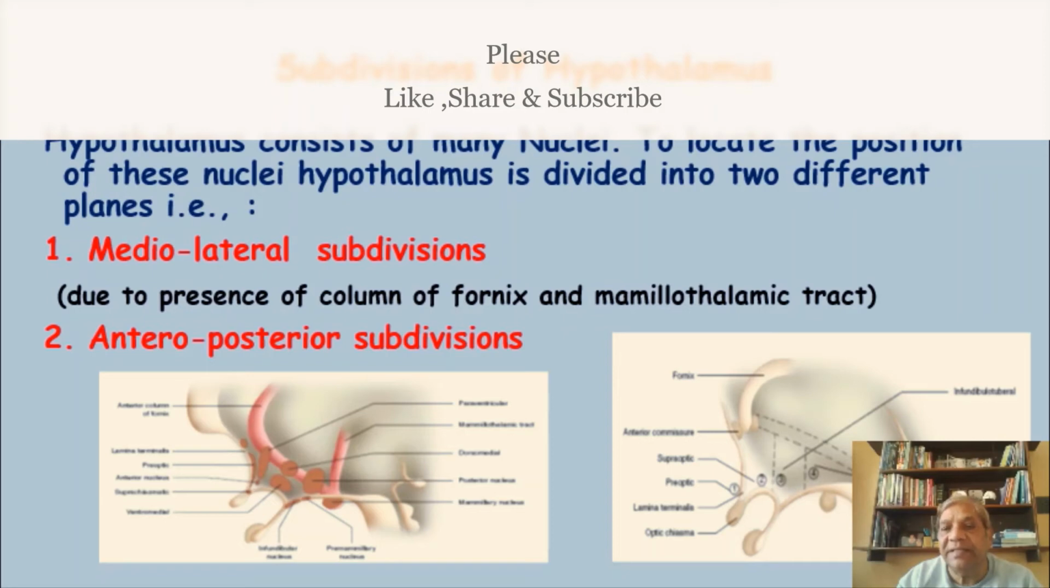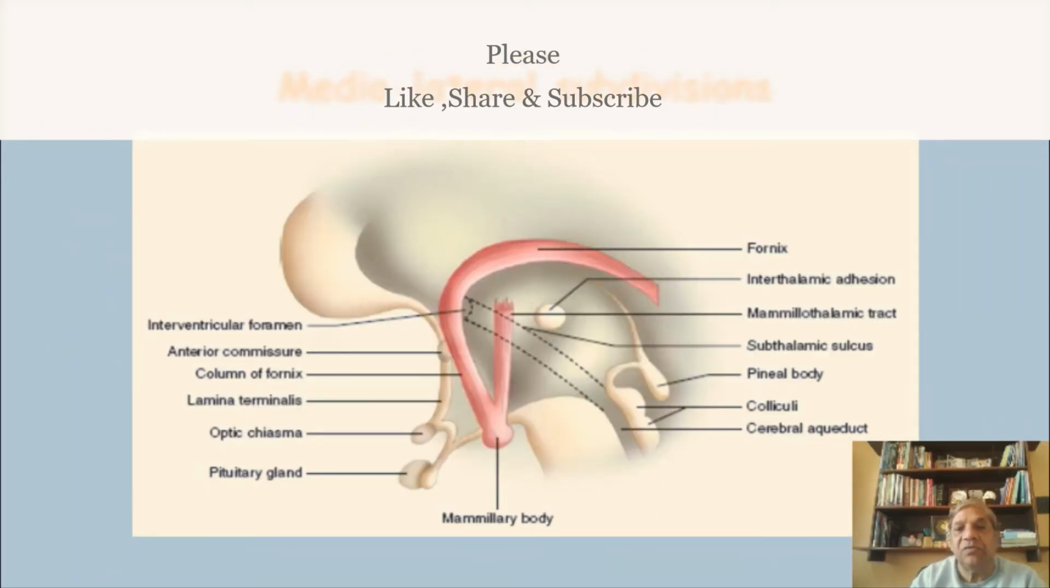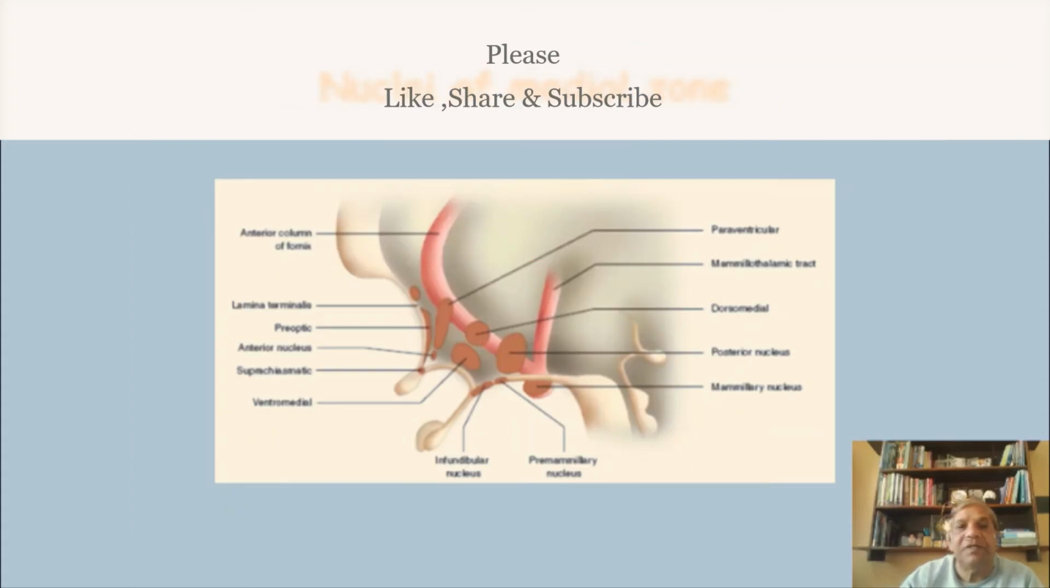Let us move further and see the actual division of the gray masses into various nuclei. Let us come first to the mediolateral subdivision. As I said, the medial is demarcated from the lateral because of the presence of the anterior column of the fornix and the mammillothalamic tract, which I have already covered. Let us see the nuclei of the medial zone. Here this is the anterior commissure. Don't confuse it for a nucleus. The wrong color is given.